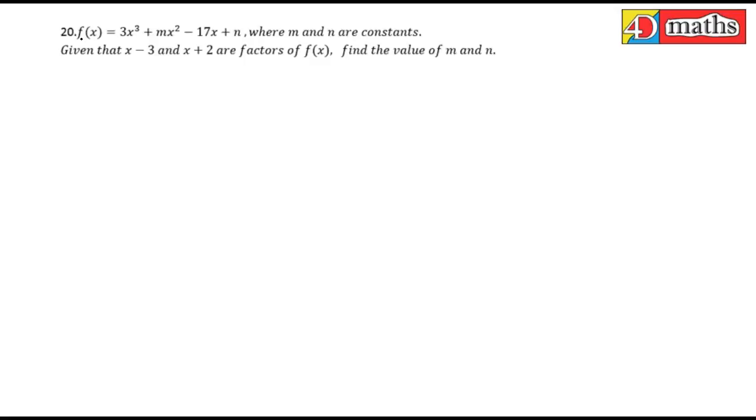Okay, f of x is equal to 3x cubed plus mx squared minus 17x plus n, where m and n are constants. Constant means that they're numbers. Given that x minus 3 and x plus 2 are factors, find the value of m and n.